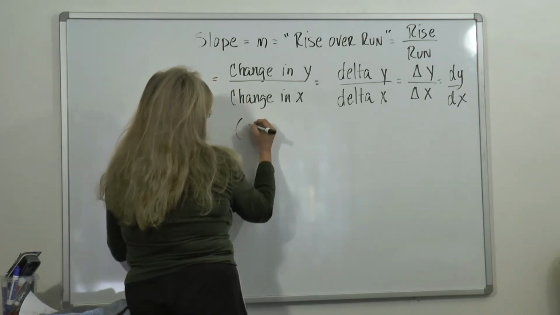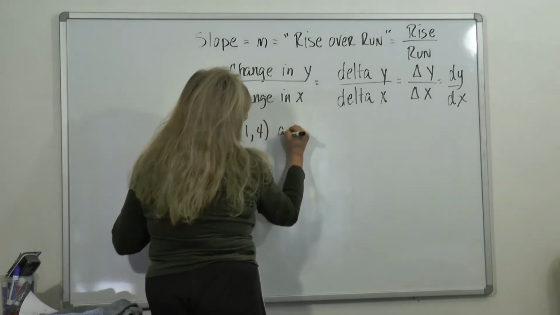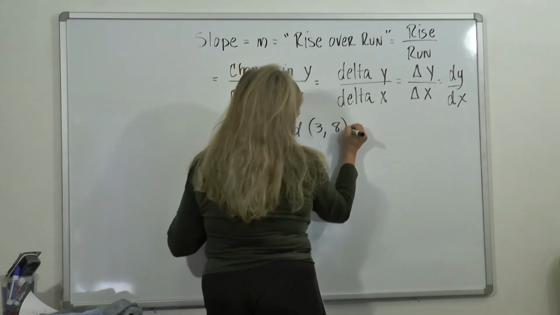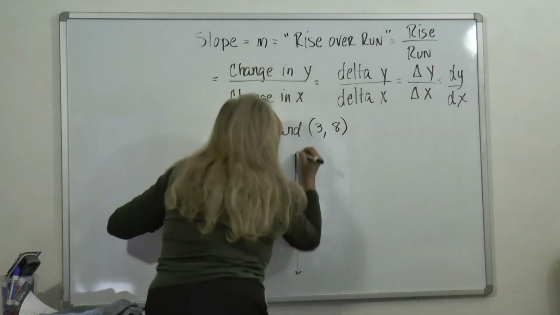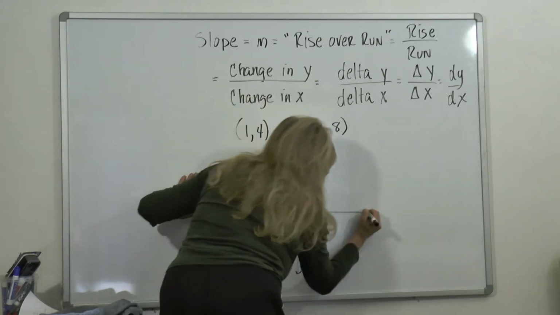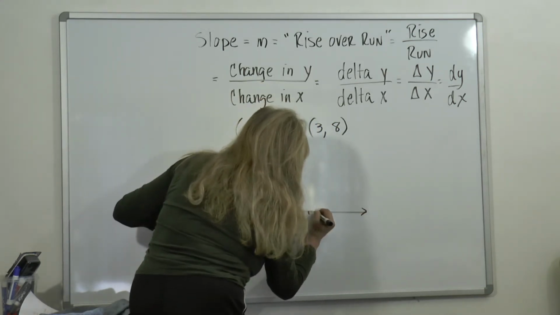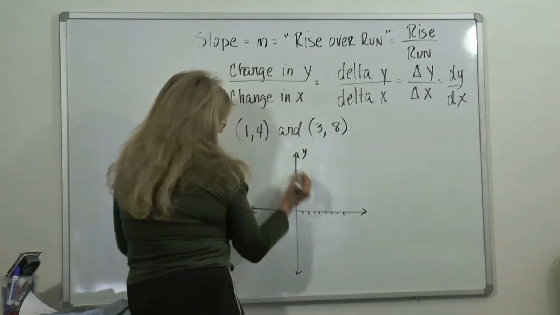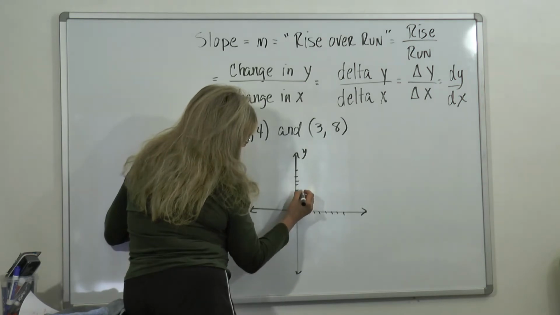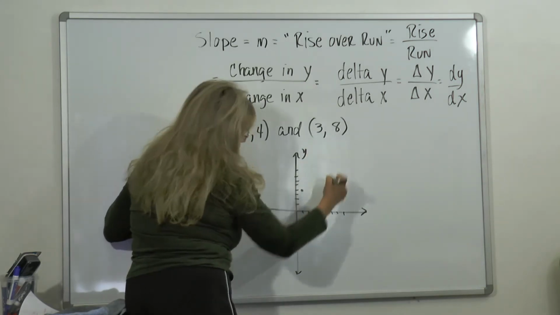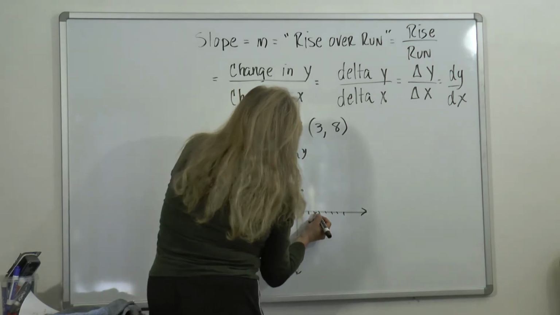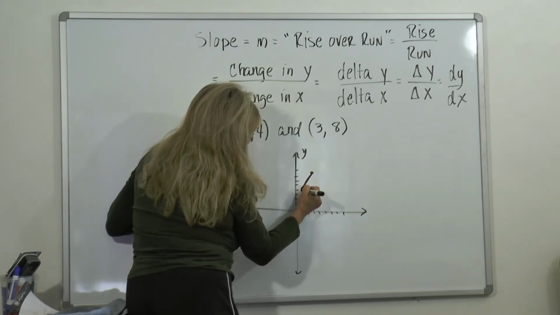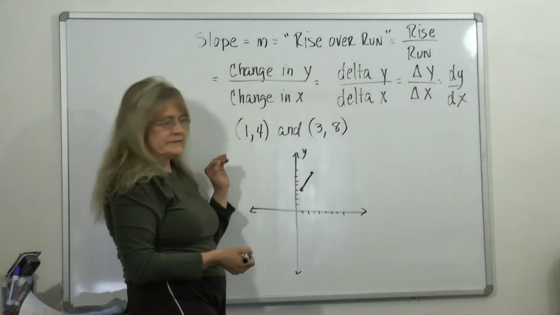So say I have 2 points. Say I have (1, 4) and (3, 8). Okay, if I were to plot those 2 points, from the origin, 1, 2, 3, 4, 5, (1, 4) would be here. And (3, 8), 1, 2, 3, and 8. Okay, so the slope tells me how steep that line is.